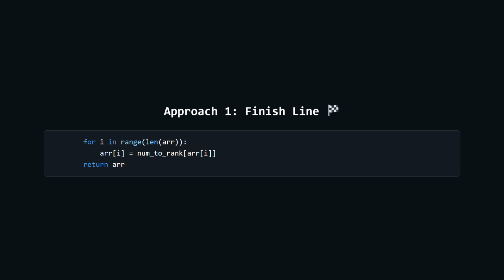Finally, we loop over the original, unsorted list. For each spot, we look up the number's rank in our map and replace the number with it. Then we just return the modified list.